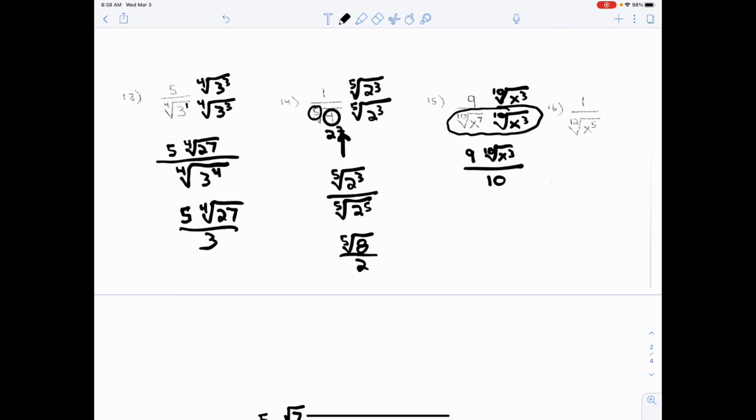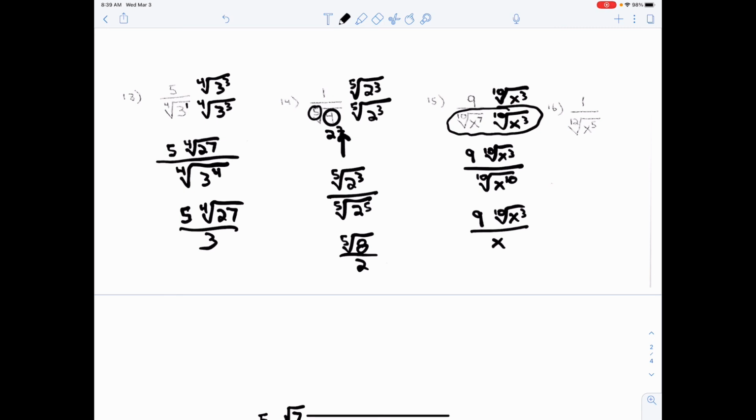Oh, gosh, I wish I could talk. I'm like an idiot here. Okay, no, that is not correct. It gives me the 10th root of x to the 10th. And what's the 10th root of x to the 10th? Just x.